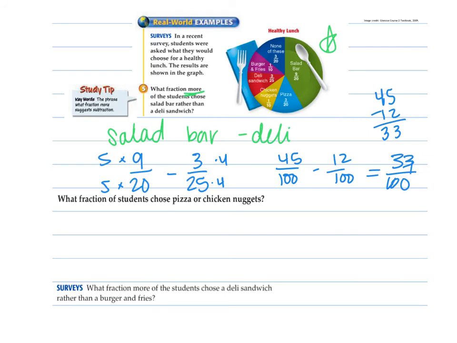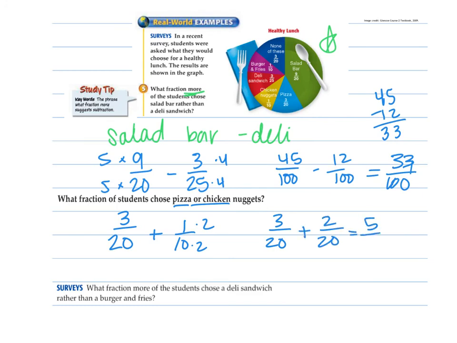So since it's saying pizza or chicken nuggets, that's telling us that we're going to add them together. For pizza, we have 3/20. Chicken nuggets, 1/10. So we're going to add 1/10. Common denominator would be 20. We don't have to change 3/20 at all. Multiply by 2, plus 2/20 would be 5/20. That can be simplified by dividing by 5, which would be 1/4.